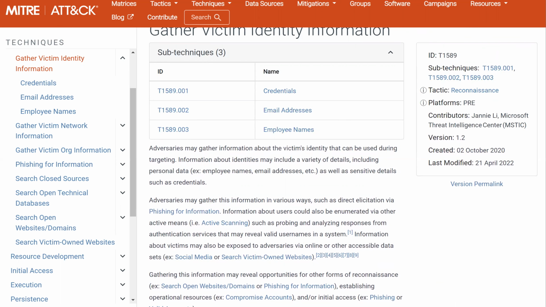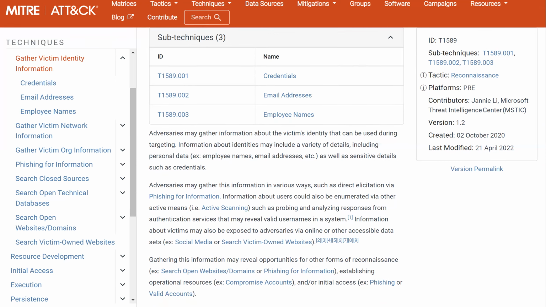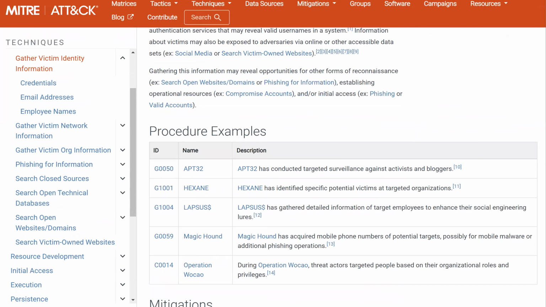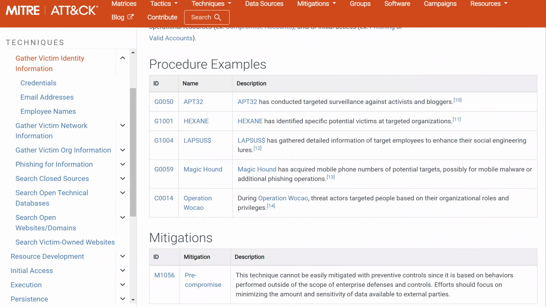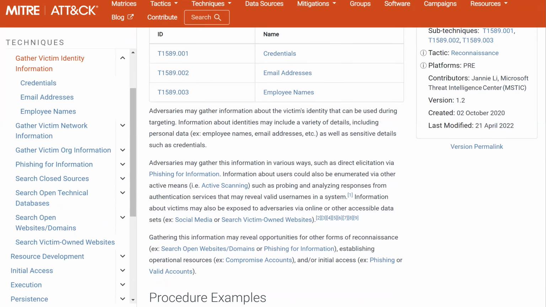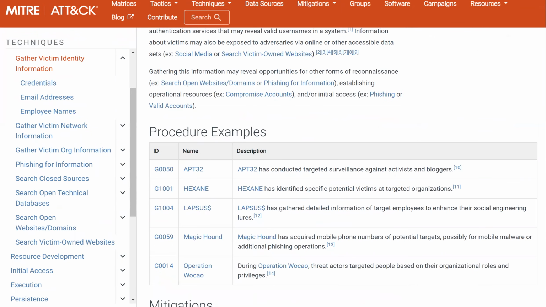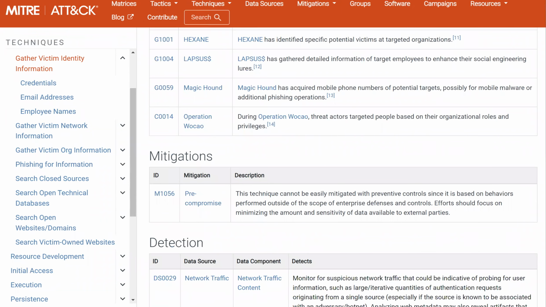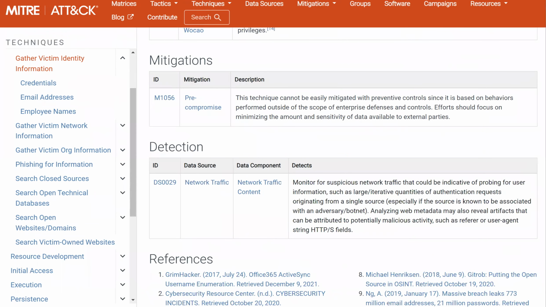Then we can start putting in certain controls around our most critical pieces. Maybe it's your marketing team, the sales team, or a product and development team because they have to have public-facing assets. You can start putting in controls based on that, and again, you go through the procedure examples. Some of the common APTs are targeting credentials, email addresses, and employee names, maybe selling them online. You can again see the mitigation techniques on how we mitigate these. If I just read it from here, efforts should be focused on minimizing the amount of sensitive data available to external parties.